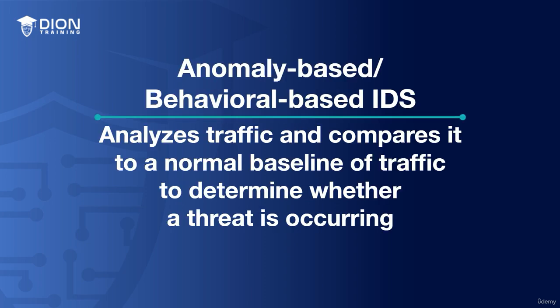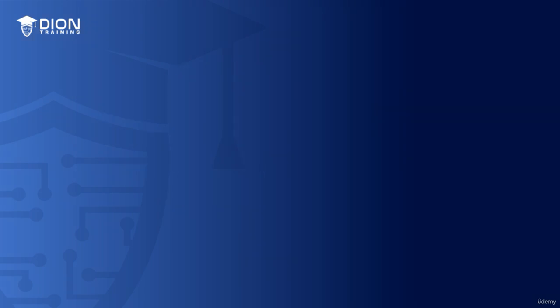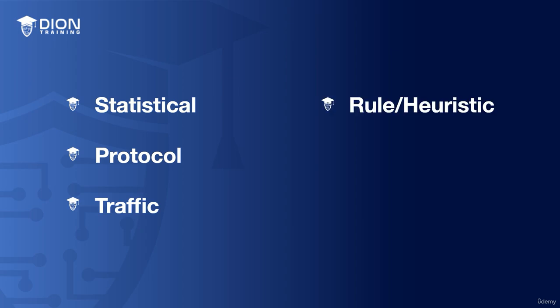Anomaly-based IDSs are going to analyze traffic and compare it to a normal baseline of traffic to determine whether there is a threat that's occurring. This is known as behavioral-based detection because it reports on anything outside of the normally expected behaviors. But this can also result in a higher rate of false positives. Now, there are 5 types of anomaly-based detection systems. We have statistical, protocol, traffic, rule or heuristic, and application-based. Each of these types seek to identify traffic that appears to be outside of a normal pattern. For example, if the device is a traffic anomaly-based device, it's going to track the historical traffic patterns on that network, and it's going to report when those patterns are too high or too low in comparison to the normal baseline.